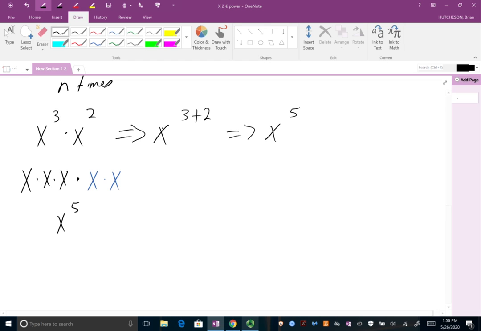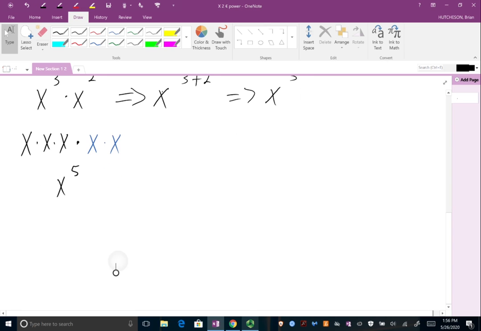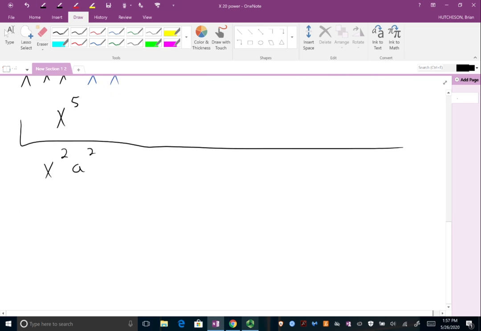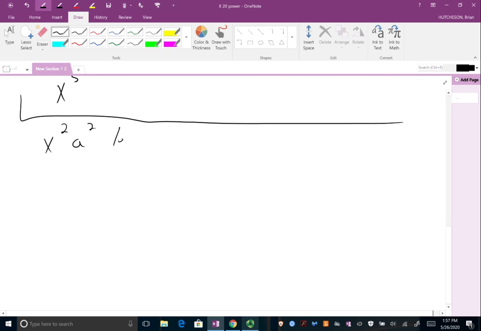So the trick on this one is we have like bases. If I gave you another problem and it was x squared times a squared, well, some of them are x's and some of them are a's. X squared times a squared is just x squared times a squared. We don't touch it. Ducks and chickens, they don't want to go together, right? So we leave it alone.